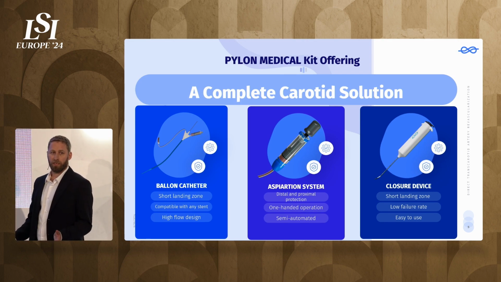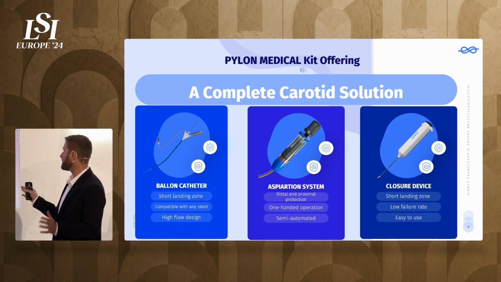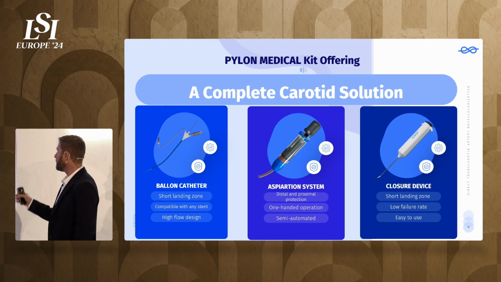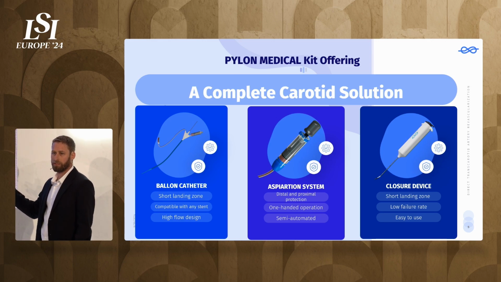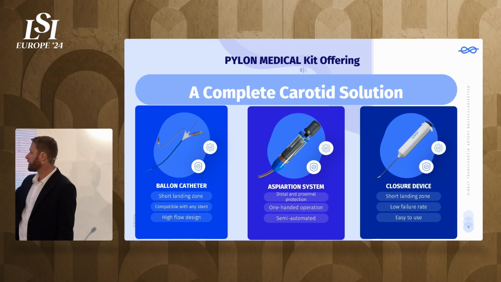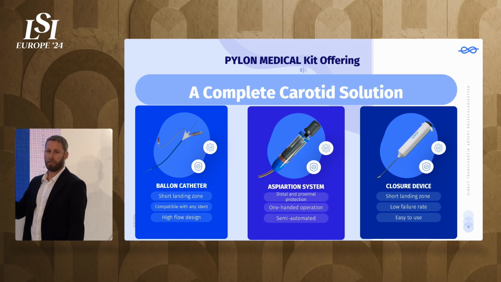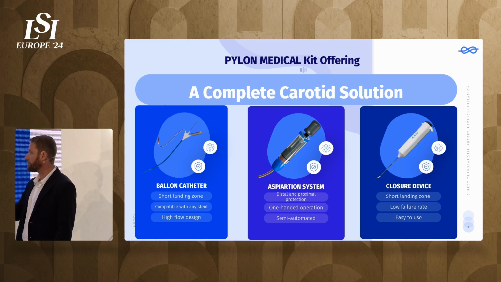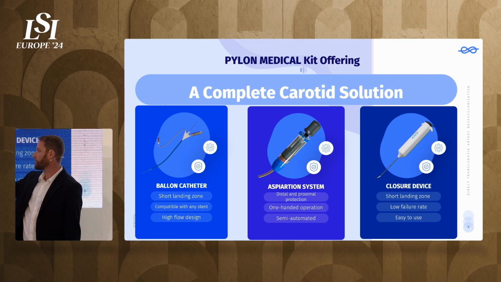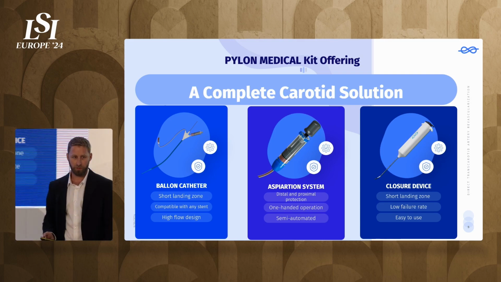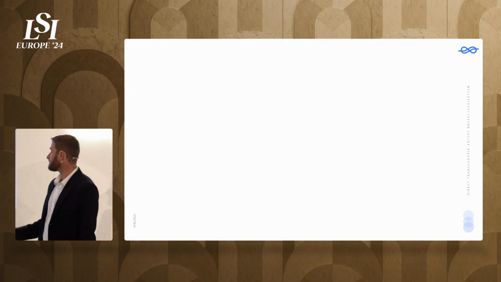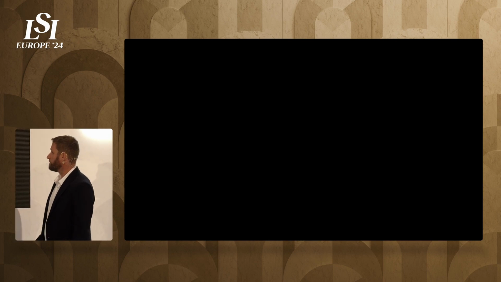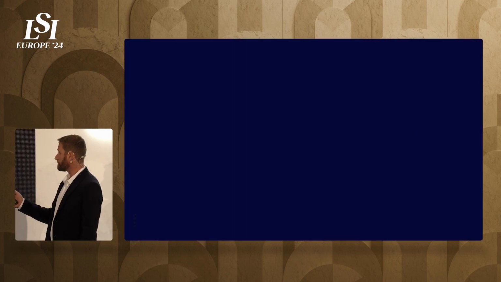So what are we actually selling? We are selling 3 things. It's like a 3-in-1 kit. We are selling a closure device that is specially designed for the carotid artery. We are selling an aspiration system that helps with proximal protection while delivering the stent. And we are selling a balloon catheter that is specially designed for the carotid artery's needs. Now, let's see a movie.